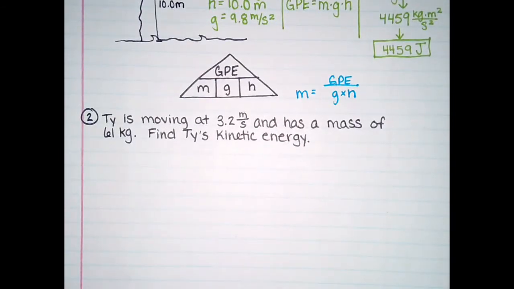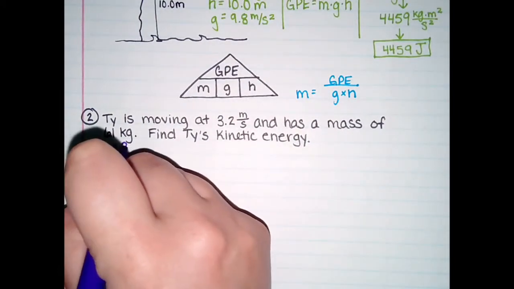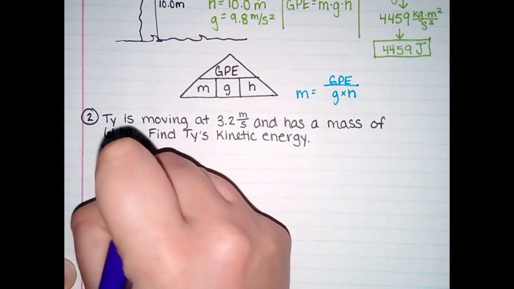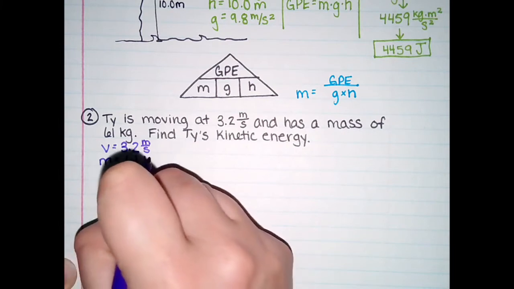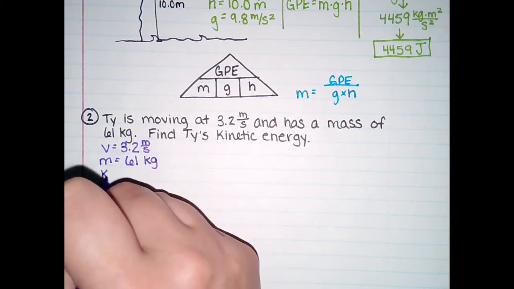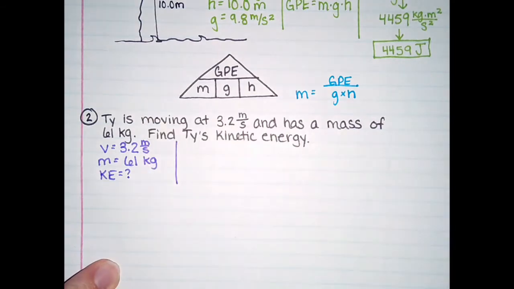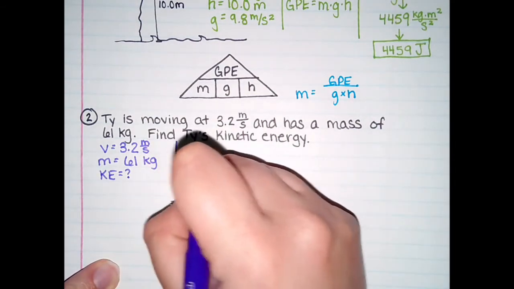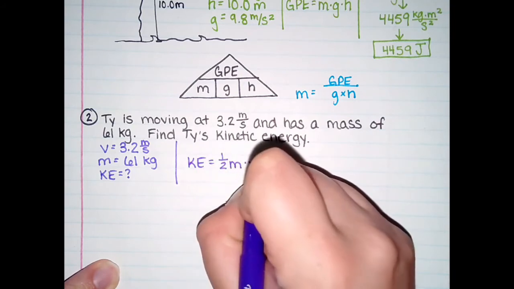So we're given a bunch of information here. Velocity is 3.2. Mass is 61. Solve for kinetic energy. Our formula that we wrote down yesterday: kinetic energy is 1/2 of the mass times velocity squared.